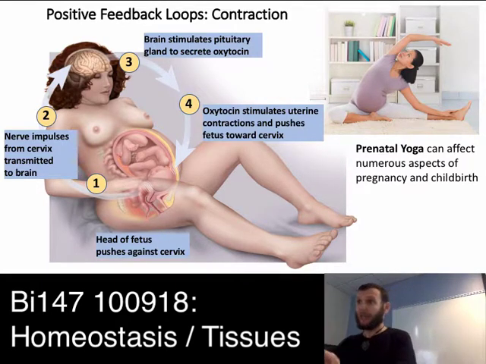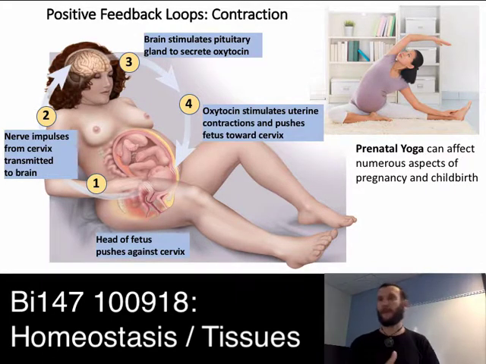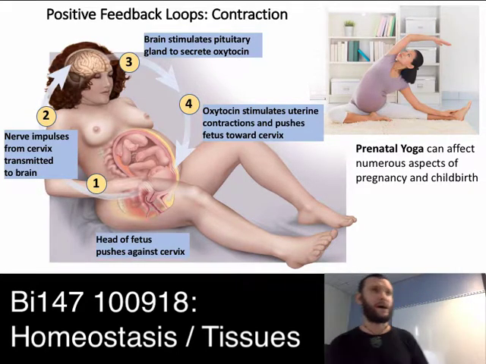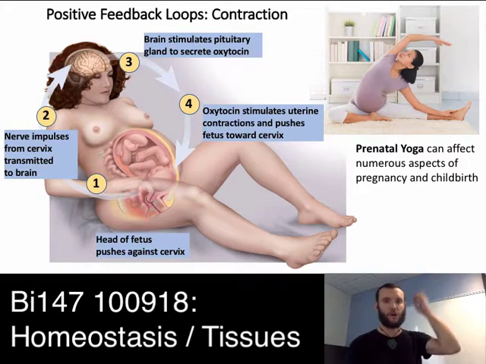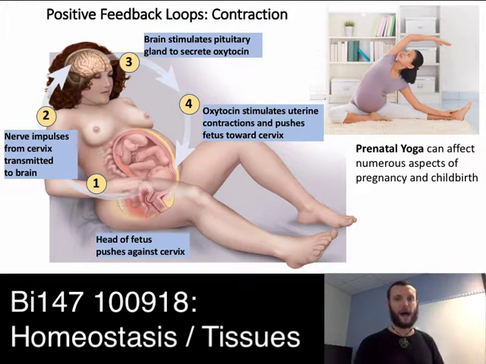Those contractions speed up, don't they? They start very infrequently, maybe every 5 minutes, and then 3 minutes, and then 2 minutes, and pretty soon it's just like one big contraction. Right, it's speeding up, and that's what we see here, positive feedback. So that pituitary gland is just cranking out the oxytocin.